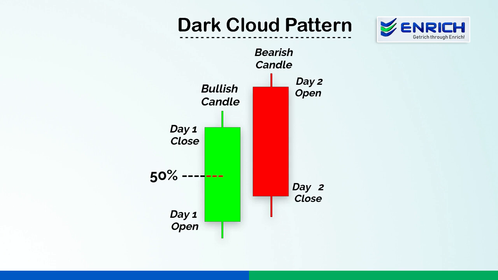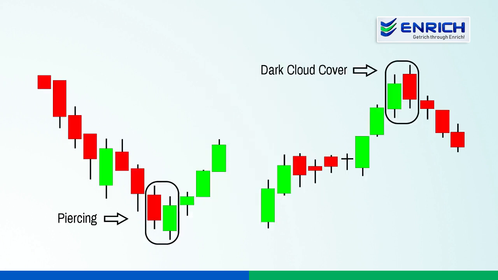A dark cloud cover pattern occurs when a bearish candle on day 2 closes below the middle of day 1's candle. We can also see a price gap up on day 2, which closes into the gains made on day 1's bullish candlestick. Now, the rejection of the gap up is a bearish sign in itself, which shows more bearish sentiment. The bulls are unable to hold the prices higher, and we can clearly see that the demand is less compared to the increasing supply. This pattern is the opposite of the piercing candlestick pattern.